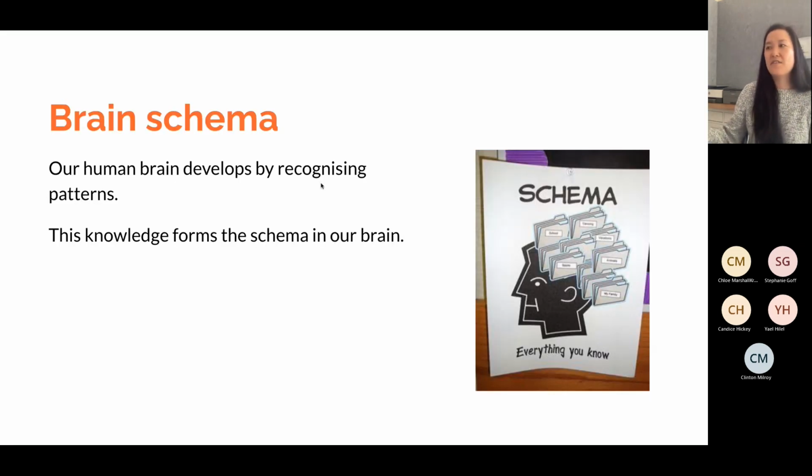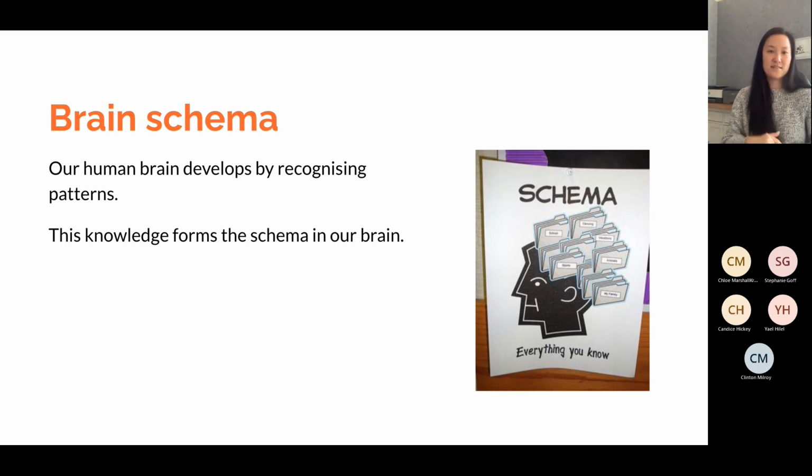Well, if you think about your brains and how humans learn, we have a brain schema. You can think of the schema as some file folders in your mind, and you start creating these from very early on in your life. And how the brain creates these is by having the examples and the non-examples.